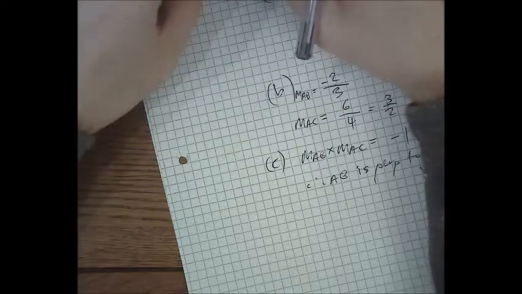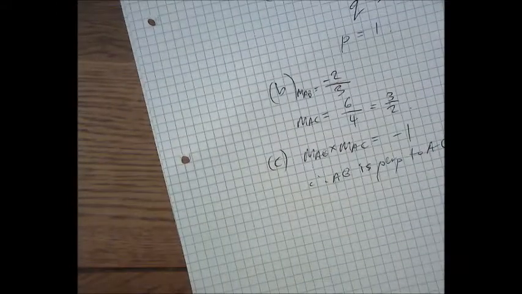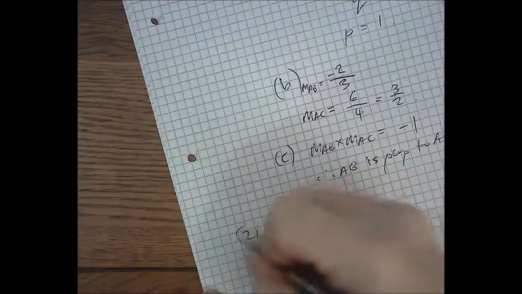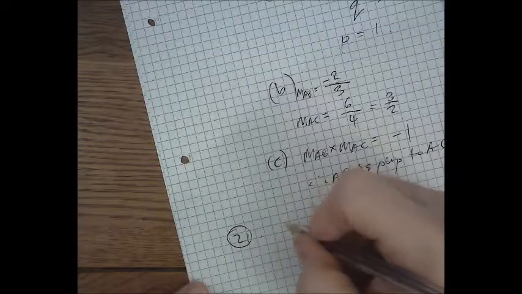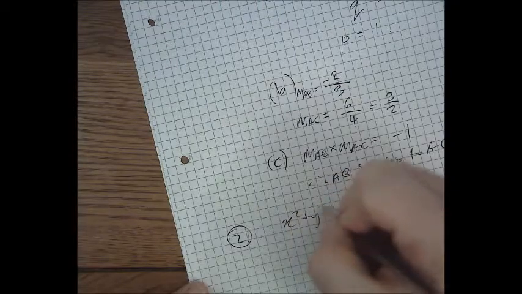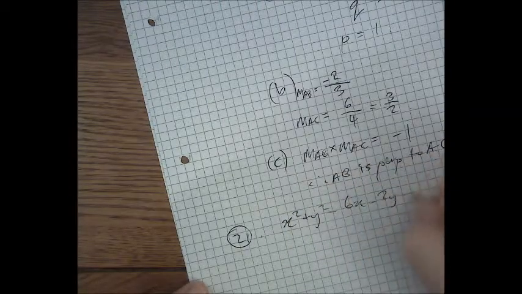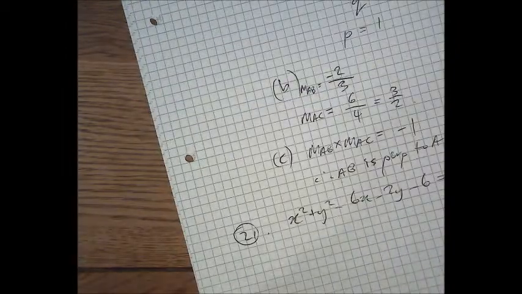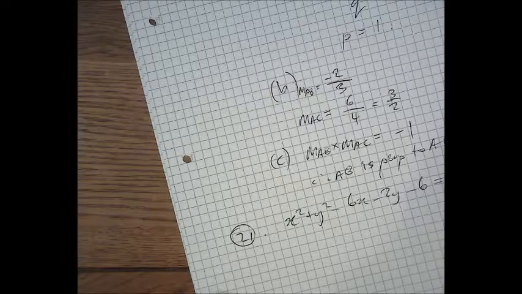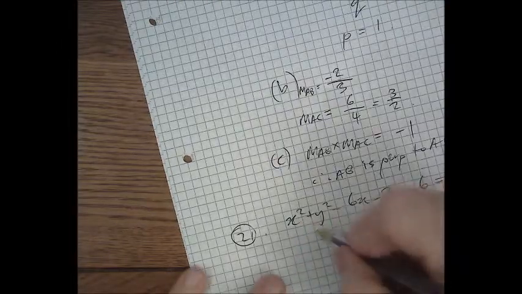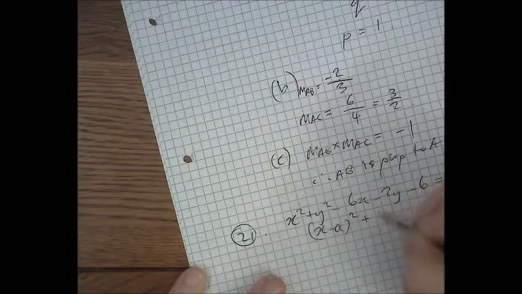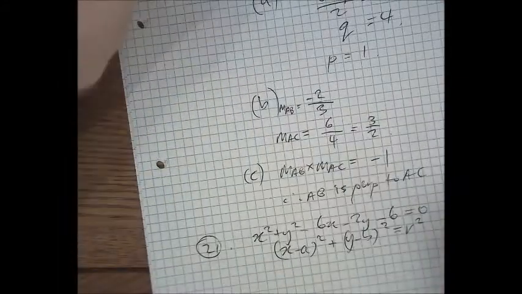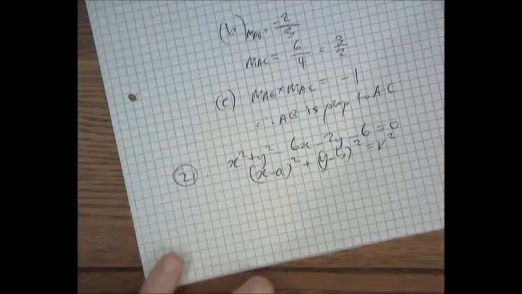Now, questions 21, 22, 23 and 24 are all the same, so I'll just do one of them. X squared plus y squared minus 6x minus 2y minus 6 equals 0. We've got to find the centre and the radius. We've got to make this look like the classic template of a circle. When it looks like the classic template of a circle, we can decide the A, the B and the R just by looking at it.